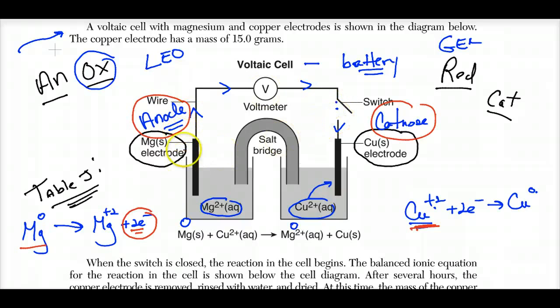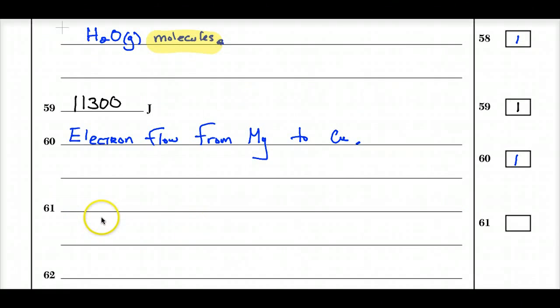So the anode to the cathode, it would go left to right through the wire. So through the wire, electrons flow from the magnesium to the copper, from the anode to the cathode. You probably could say it goes left to right through the wire, from electrode to electrode. Many ways to say this, but definitely from the oxidation electrode to the electrode where a reduction occurs.